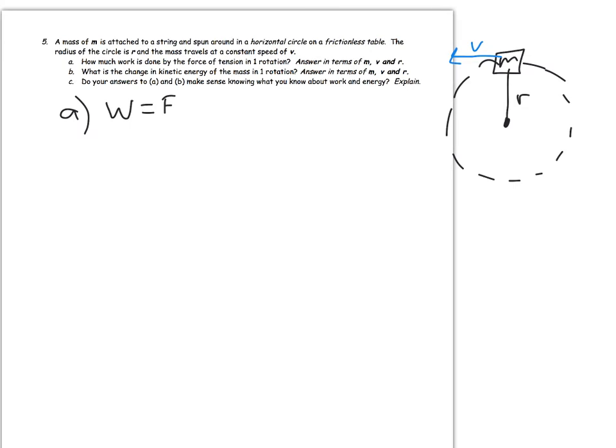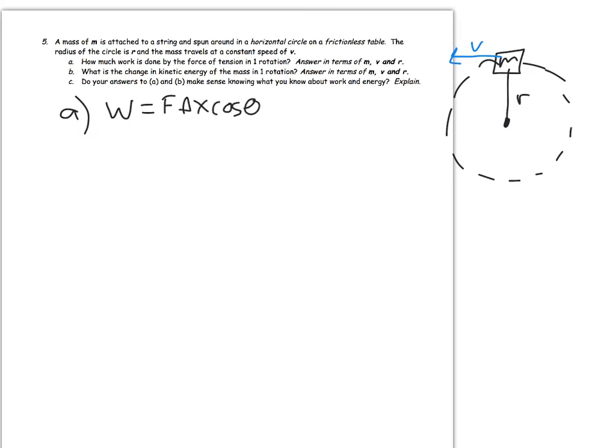For this next one, we have an object with a mass of m that is attached to a string, and it's spun around in a circle on a horizontal table that is frictionless. And the radius of that circle is r, and we're traveling at some constant speed v around the circle. So the first question is, we want to know how much work is done by the force of tension in one rotation. So once again, I'm thinking about F delta X cosine of theta.